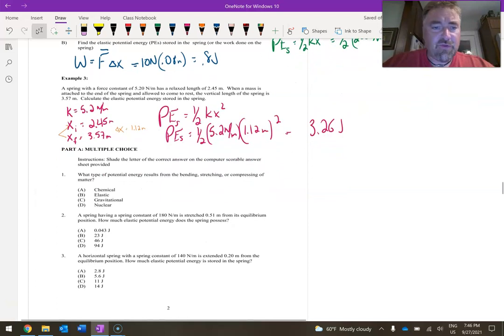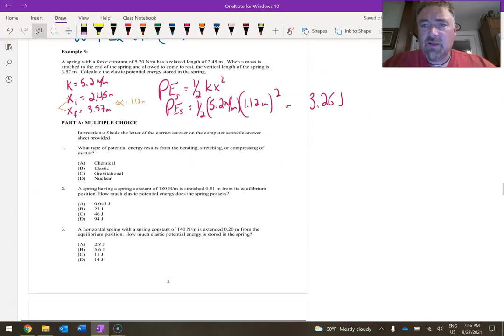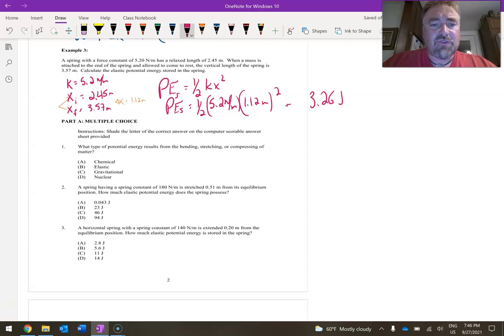Now for the rest of these, we've got 9 multiple choice questions, and we'll just go through these. What type of potential energy results from bending, stretching, and compressing matter? That is going to be elastic. Chemical potential energy is energy stored in a substance that you release through a chemical reaction. Gravitational potential energy is the other one we talked about, where the energy is stored by how far it is lifted off of the ground. And nuclear energy, we'll talk about when we get into modern physics.